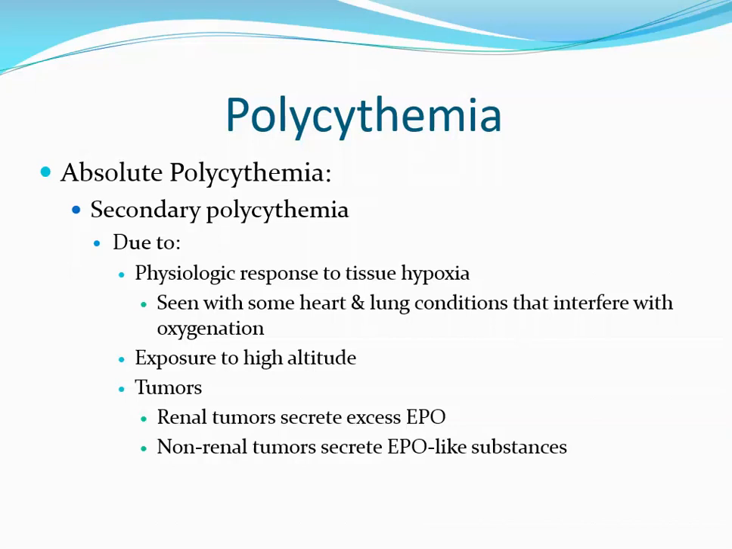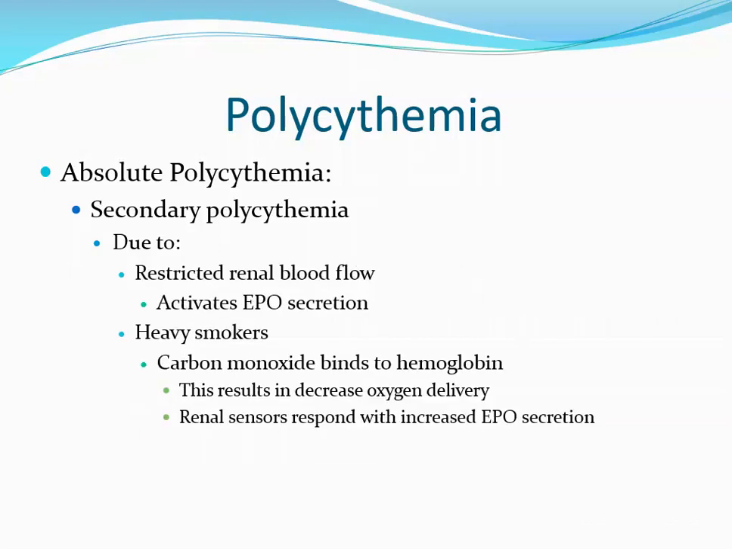Various tumors. Some kidney tumors can result in excessive secretion of erythropoietin. Other non-renal tumors can secrete materials that behave like erythropoietin and may result in bone marrow stimulus. Another cause could be restricted blood flow to the kidney. When the kidney isn't receiving adequate blood flow to maintain filtration and urine production, it figures that the rest of the body is in the same state. So the kidneys will release more erythropoietin, and this will stimulate the bone marrow to make more red blood cells.